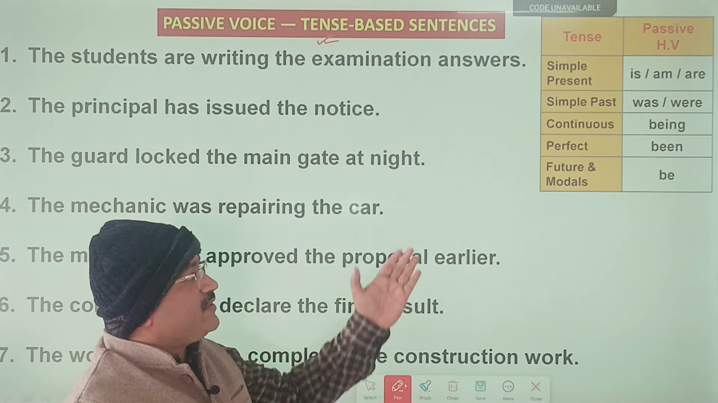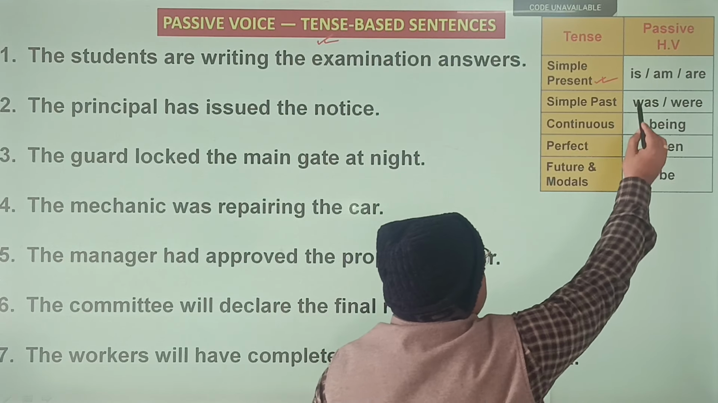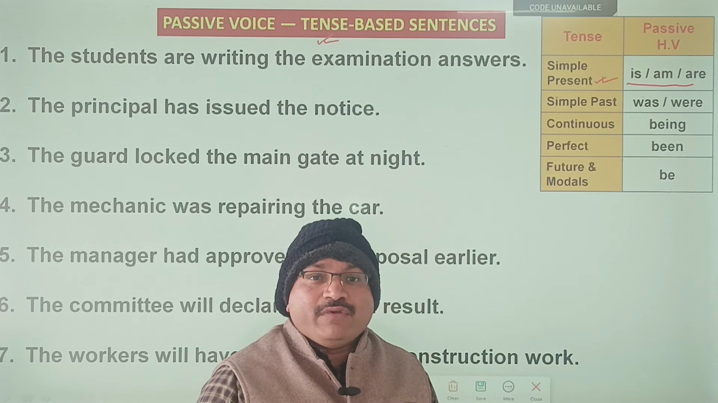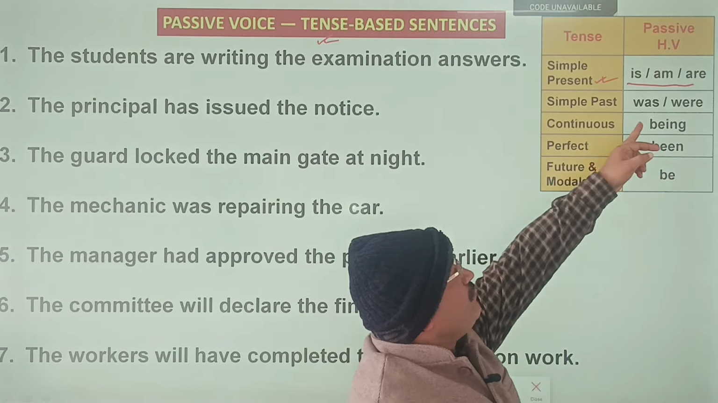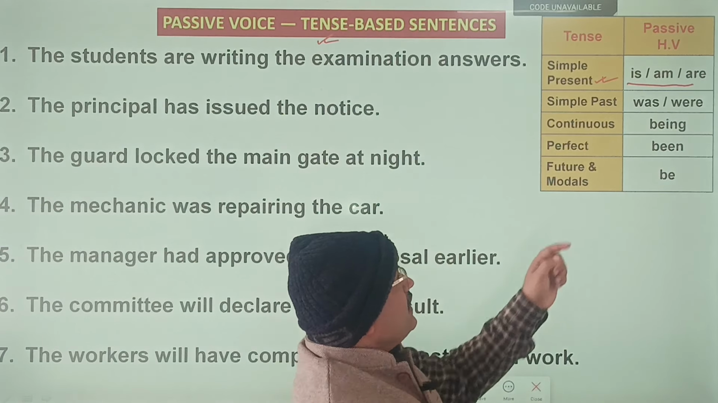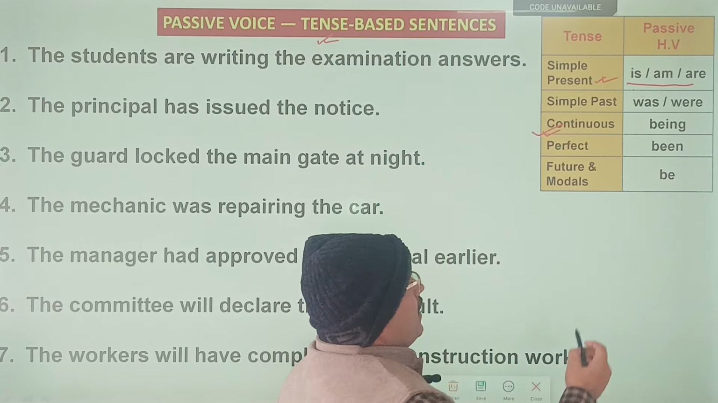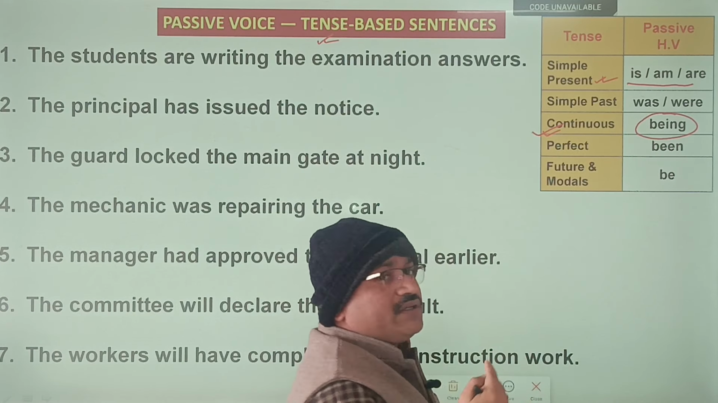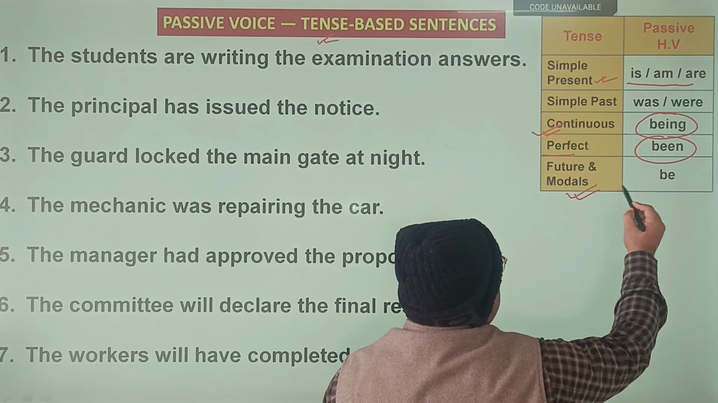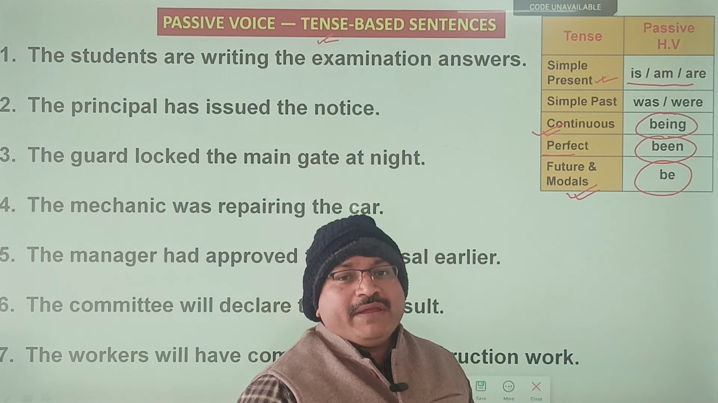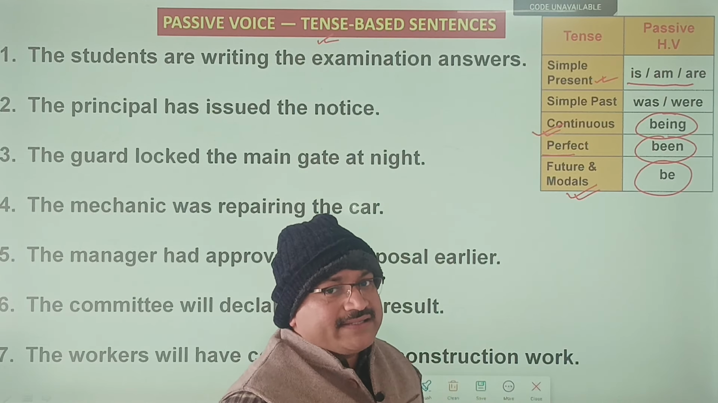Before we attempt these questions, let us revise the rule. If the sentence is simple present tense, then in passive voice, the helping verbs we use are is, am, are. When the sentence is in simple past, in passive voice, we will use was, were. Then, if the sentence is continuous, whether it is present continuous or past continuous, we have to use being with the helping verbs. For perfect tenses we use been, and for future tense and modals we use be with the modals. This we have already discussed in the previous class. Let us attempt these questions.